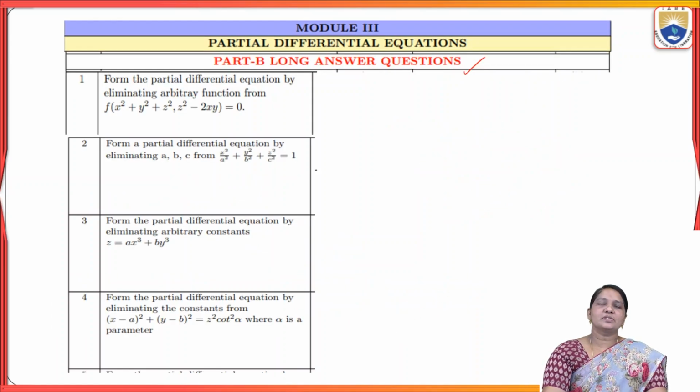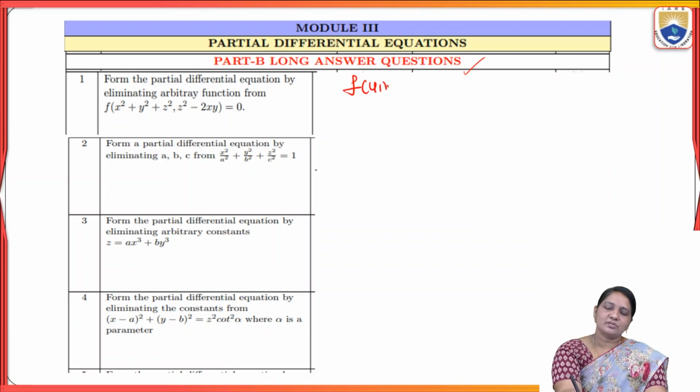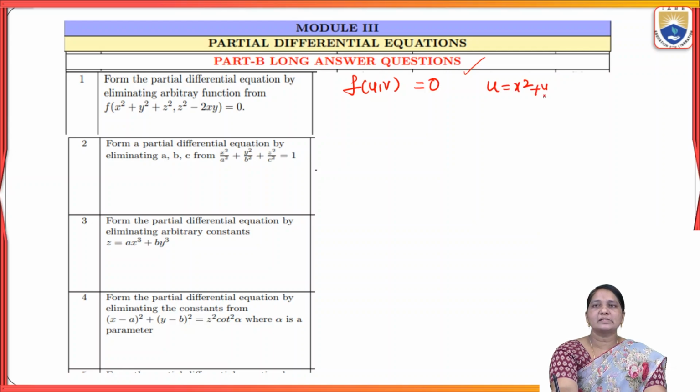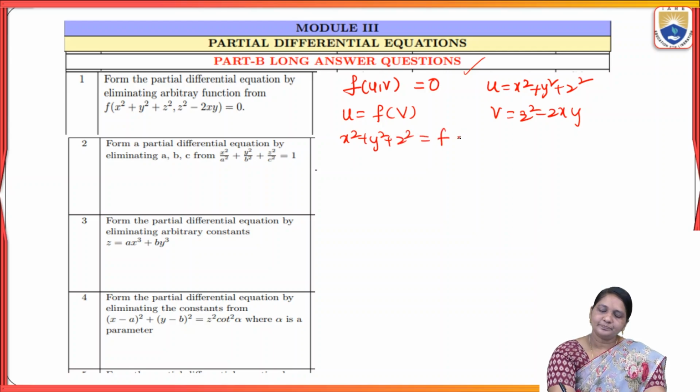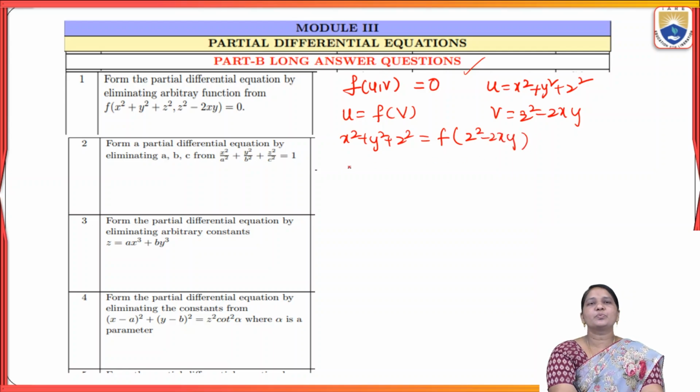See the long answer type questions. Here in the first question they given form a PDE by eliminating arbitrary function. So here also they given in the same way the general solution, that is pi of u comma v equal to 0. So here u value is x square plus y square plus z square and v equal to z square minus 2xy. So you can write this one in the form of u equal to f of v. What is the u value? x square plus y square plus z square equal to f of v, where v value is z square minus 2xy. So here what is the procedure we followed in the previous problem? Same procedure we are going to follow.